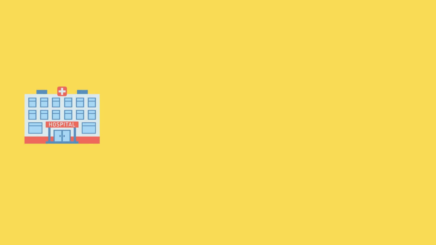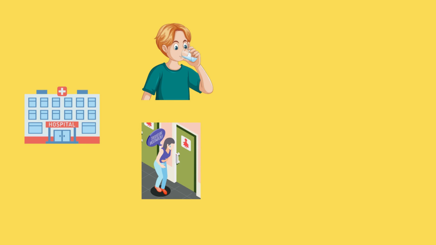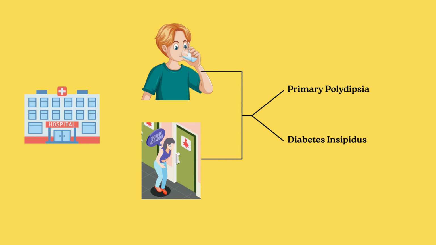Primary polydipsia and diabetes insipidus. In clinical practice, a patient presenting with excessive thirst and large volumes of dilute urine immediately raises the differential of primary polydipsia versus diabetes insipidus. While the symptoms overlap, the underlying pathophysiology is completely different.